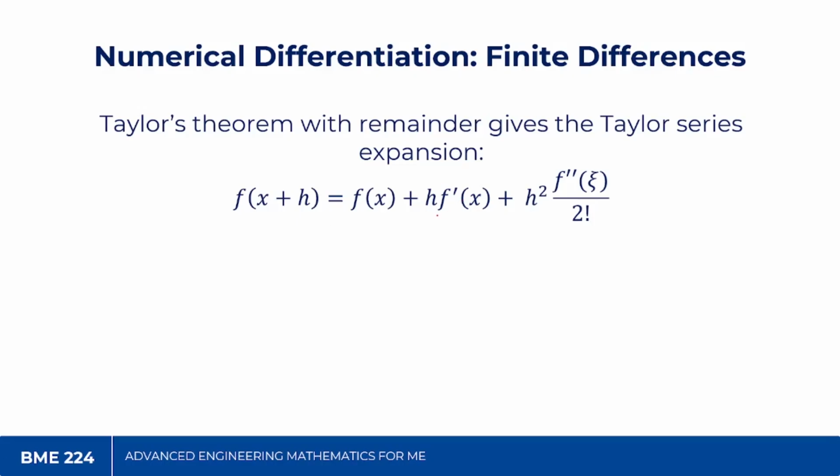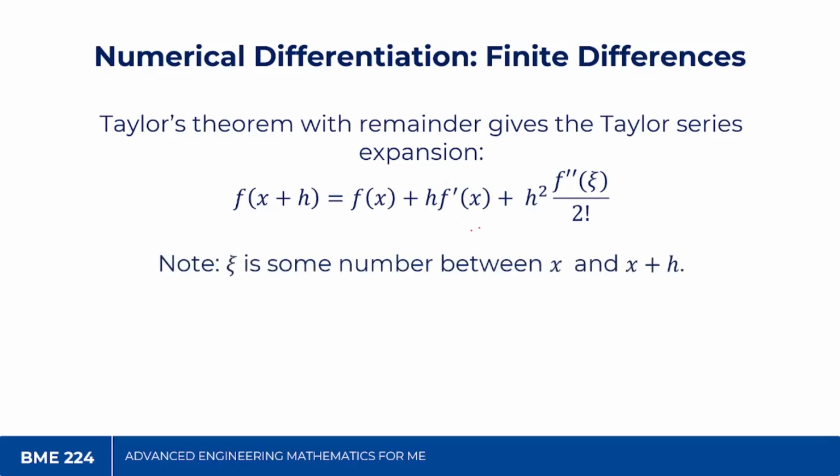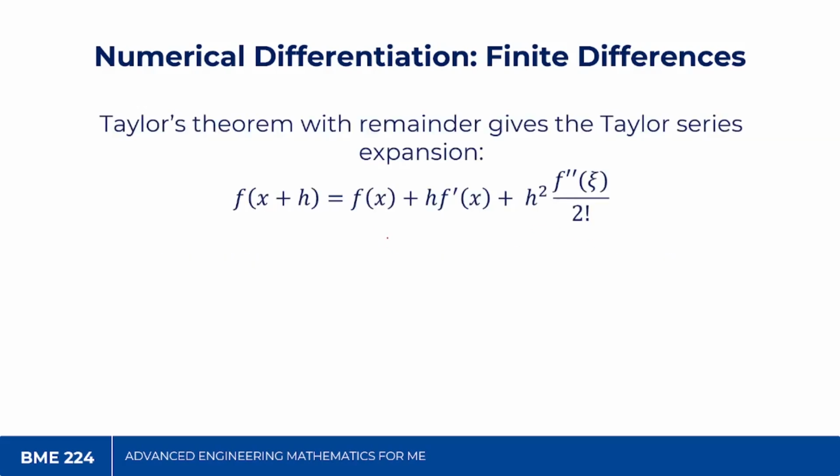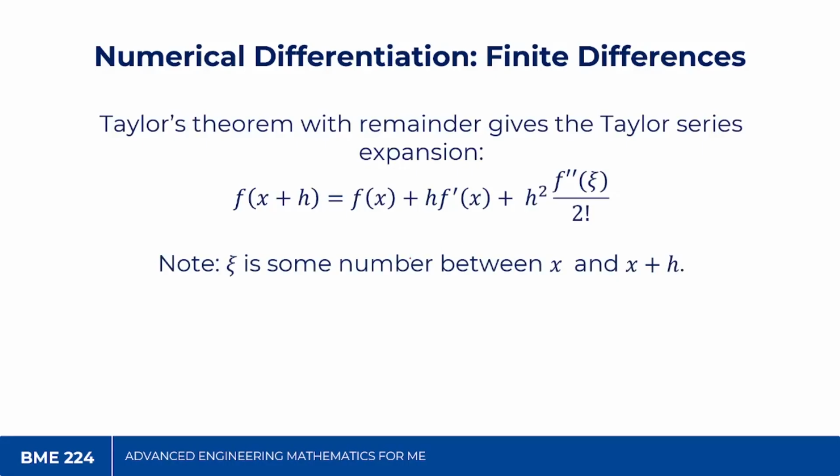Because we are trying to determine the value of f prime. Note that this symbol shown is some number between x and x plus h. Rearranging this, we can transpose that, so we get f of x plus h minus f of x, right?